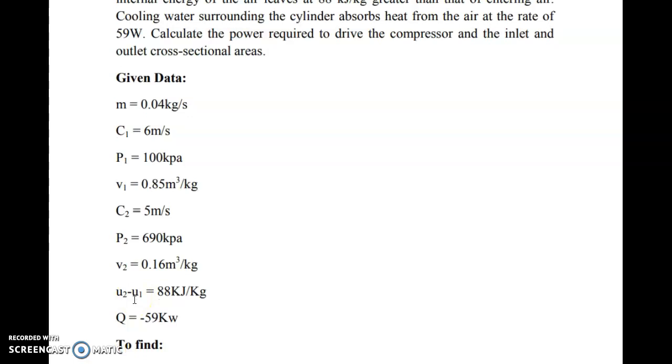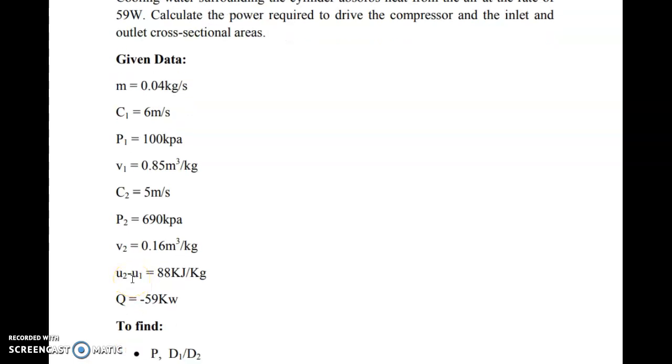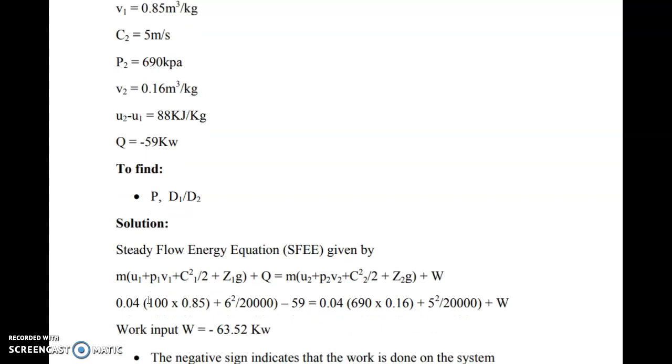And the internal energy difference between inlet and outlet is 88 kJ per kg. Then the heat transfer in the process is 59 kilowatt. It is negative because the heat is flowing from system to surrounding, so we have to take it as negative heat. Okay. Then we have to find the power required to drive the compressor and the cross-sectional area ratio between the inlet and the outlet. Okay. So it is clear that it is an open system.